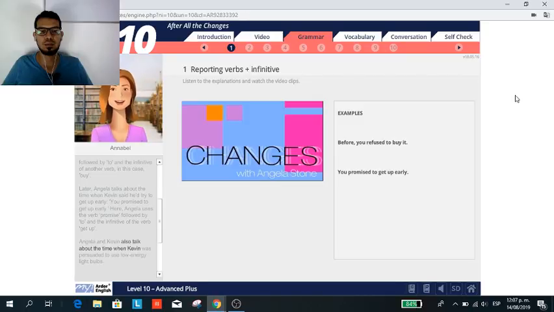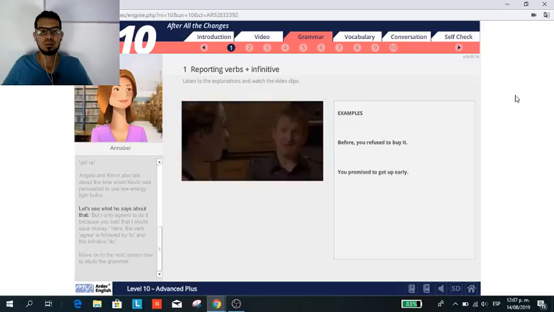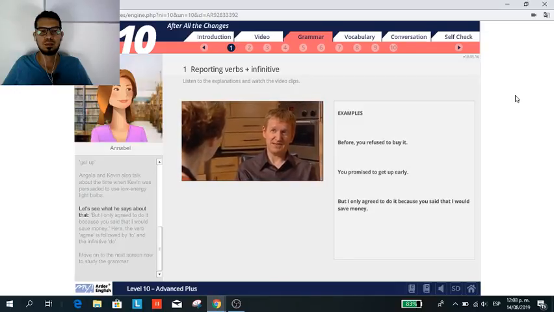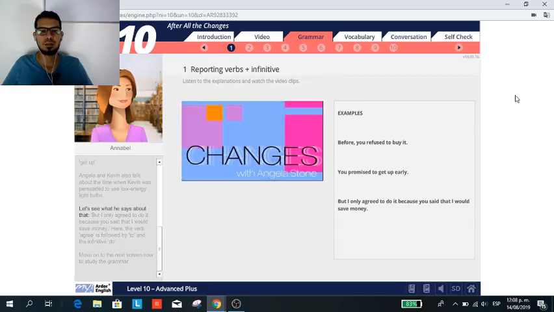Angela and Kevin also talk about the time when Kevin was persuaded to use low-energy light bulbs. Let's see what he says about that. But I only agreed to do it because you said that I would save money. Here, the verb agree is followed by to and the infinitive do. Move on to the next screen now to study the grammar.